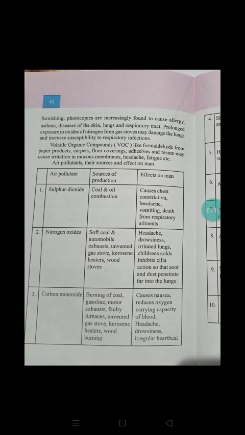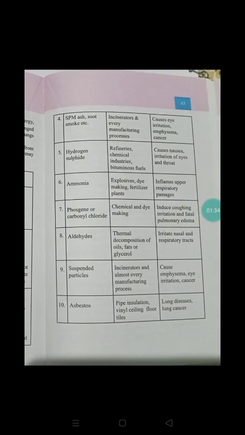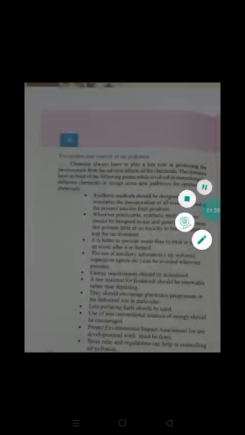Similarly, nitrogen oxide causes headache, drowsiness, children's colds also, and irritated lung problems. Carbon monoxide causes nausea, reduces the oxygen carrying capacity of blood, headache, drowsiness, etc. Similarly, there are other pollutants, for example SPM, suspended particulate matter, and hydrogen peroxide. So you can all go through these effects of different air pollutants.